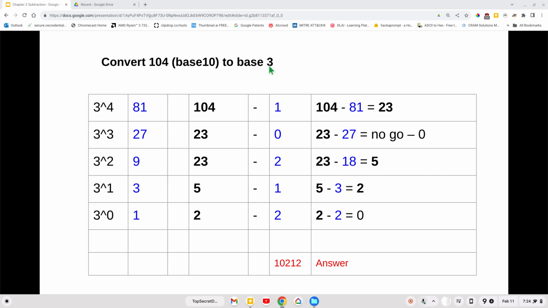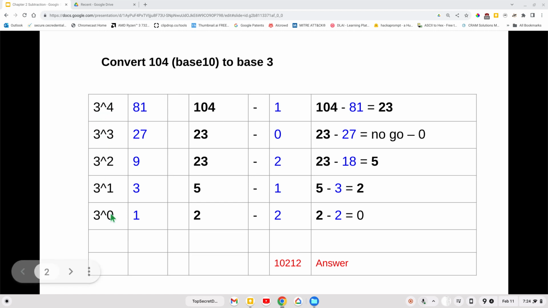What I do with my spreadsheet or my table is figure out, all right, base 3, how high up the hierarchy do I need to go to get close to 104? And so I determined that it is 3 to the 4th. 3 to the 4th is 81. How do I know? 3 times 3 times 3 times 3. So it's 3 times itself, 4 times, which is 81. And then the base that I'm converting from is 10, 104.